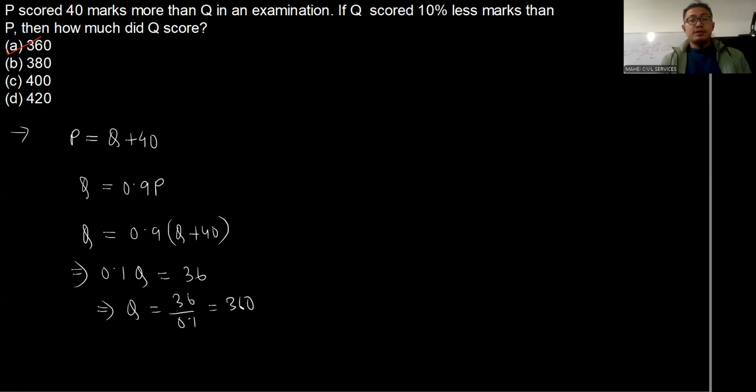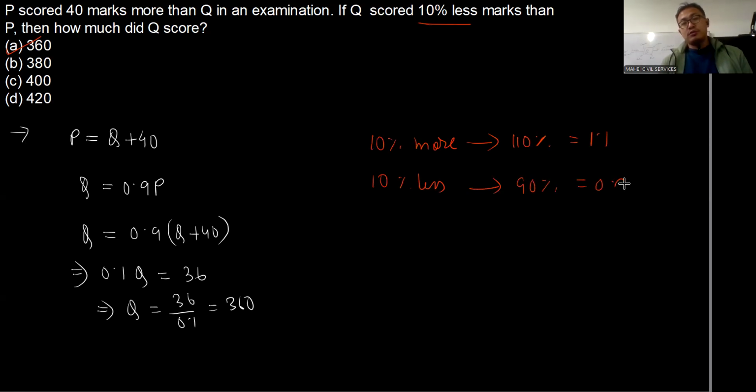10% more means higher, so 100% plus 10%, that is 110%, which is equal to 1.1. Now 10% less means 100 minus 10, which is 90%, which is equal to 0.9.